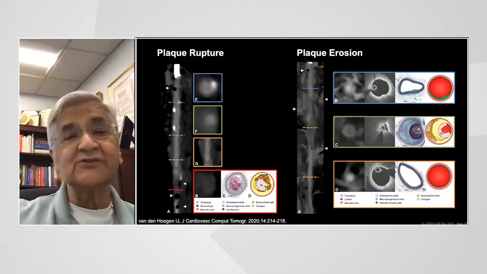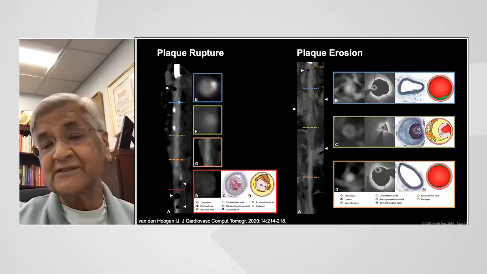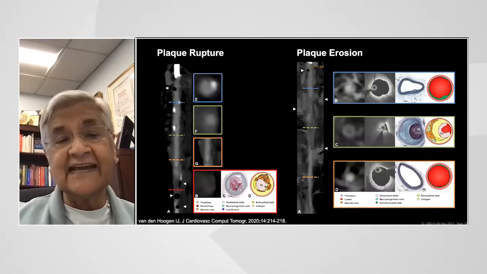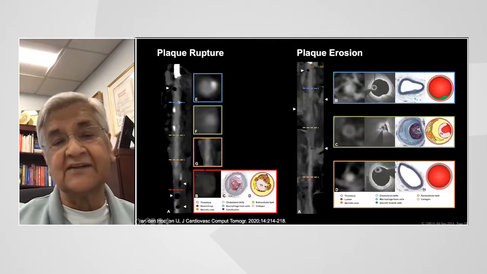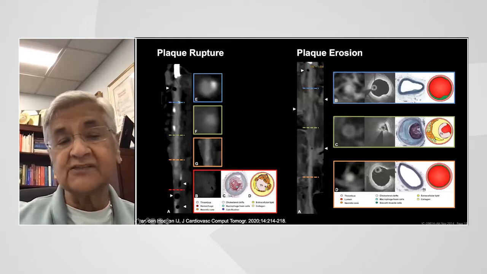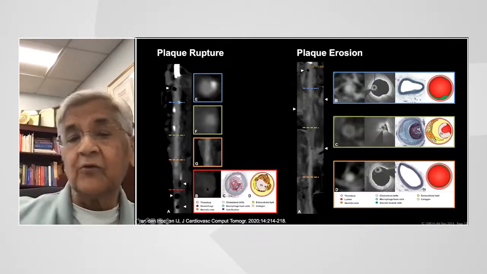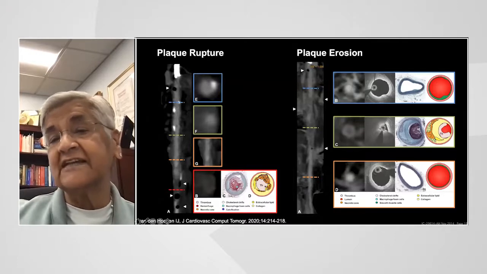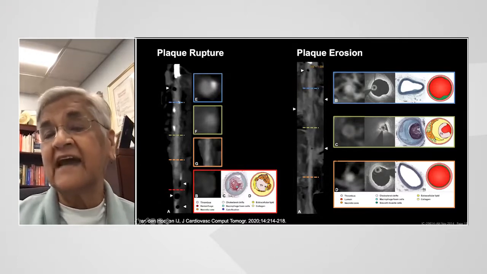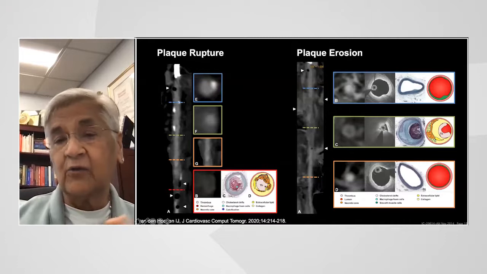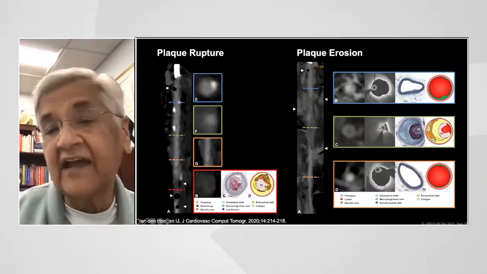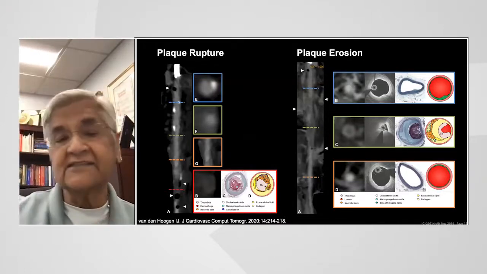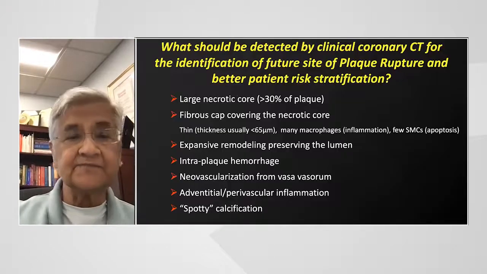Here are lesions showing plaque rupture and plaque erosion. Often there is little calcium in these lesions, as you can see here. This is the site of rupture. You can see that it is rich in lipid core. And plaque erosion is even harder because it doesn't always have a very high necrotic core, though it can, and you can see the lumen is not severely narrowed in these cases.